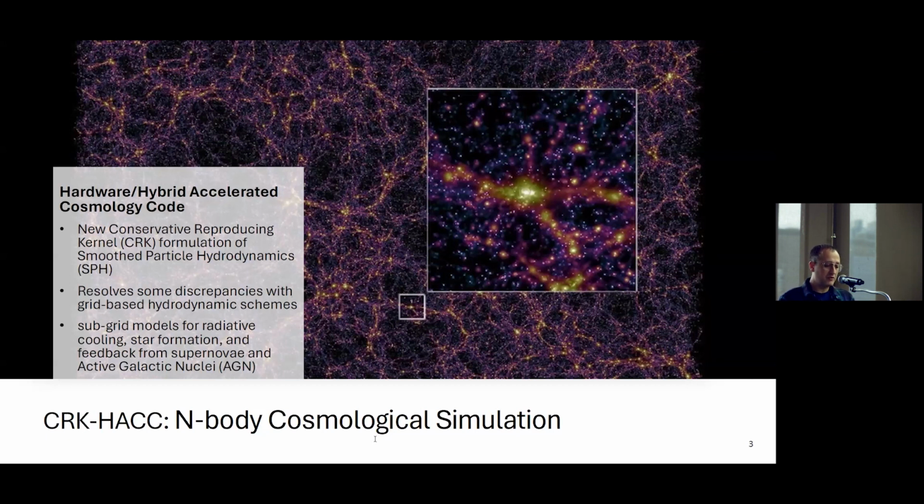It resolves some discrepancies with grid-based hydrodynamics solvers. It implements subgrid models for radiative cooling, star formation, AGNs, and such. And HACC is used to study large scale structure formation, so it is a cosmological simulation code.